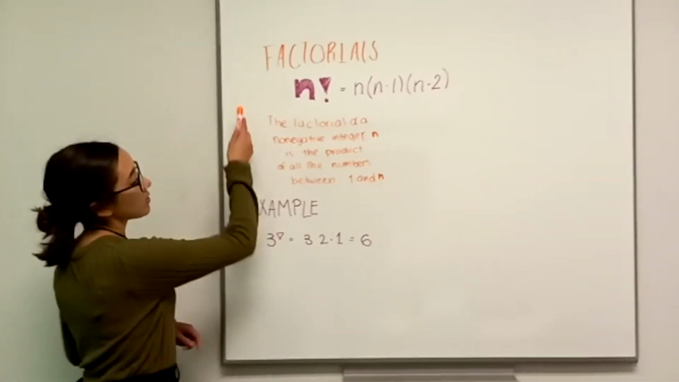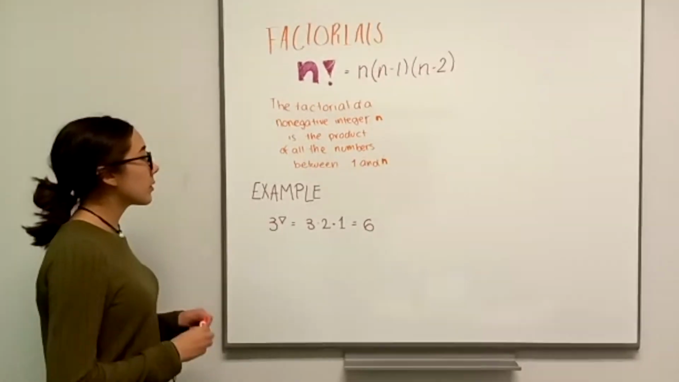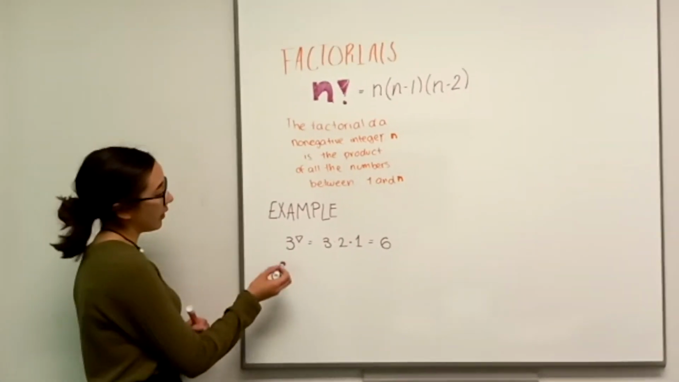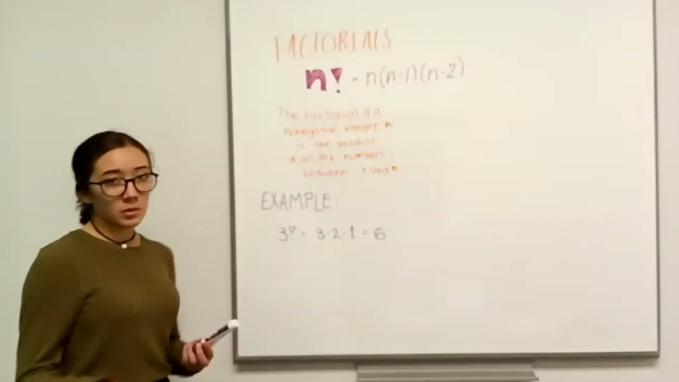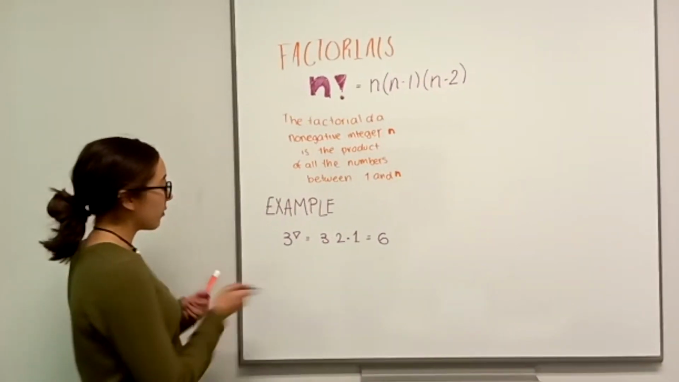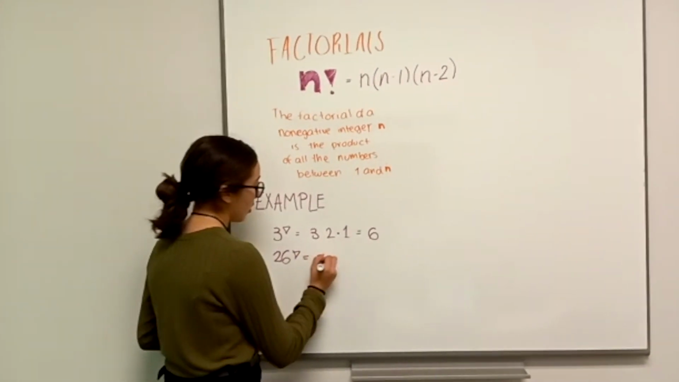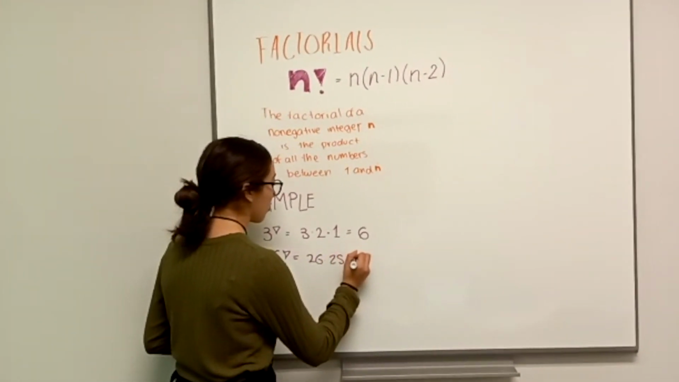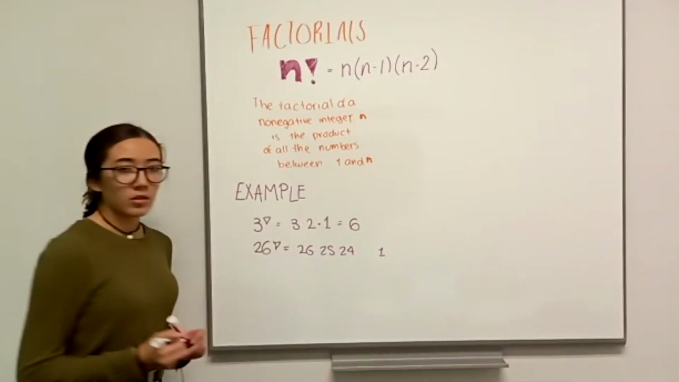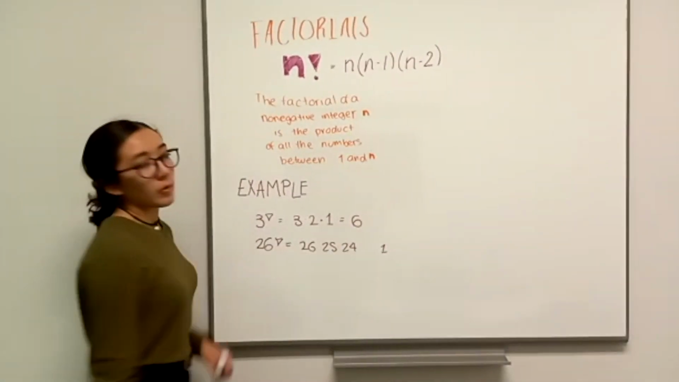Now we're going to see factorials. A factorial of a non-negative integer n is the product of all the numbers between 1 and n. Basically, if we say factorial of 3, it is a multiplication from 3 to 1, so it would be 6. If we say the factorial of 26, it would be 26 times 25 times 24 all the way to 1. And the product would be the result of a factorial, and this is the formula.